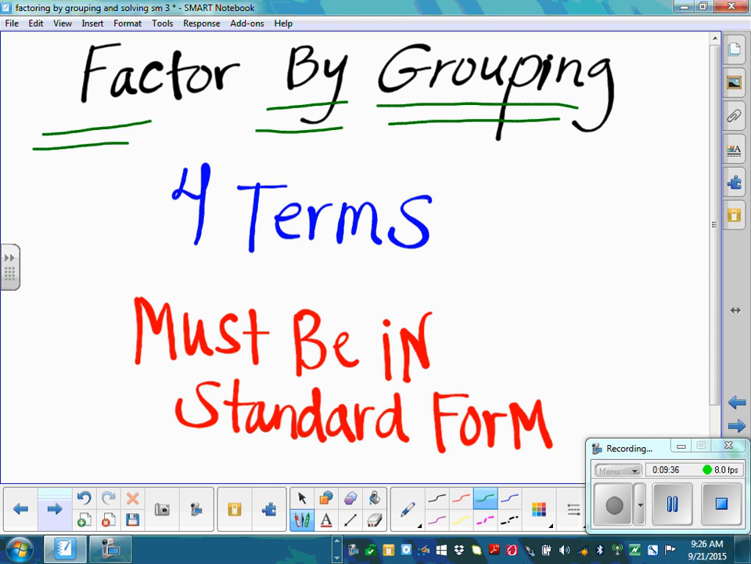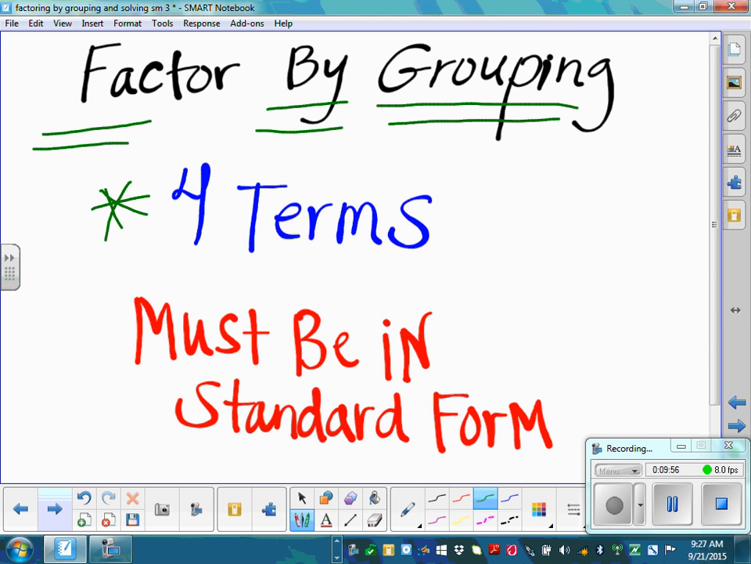Now, why would we use grouping? The only time we use grouping is if we're going to have 4 terms. So we're going to factor by grouping, and the only time you'll use grouping is if you have 4 terms. So that's very important. On the test, you'll have to recognize with your eyes, I see 4 terms, I'm going to probably use grouping.